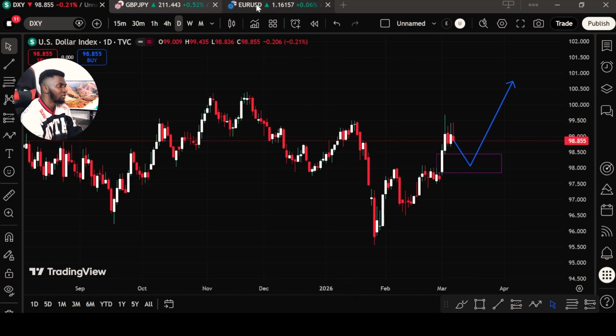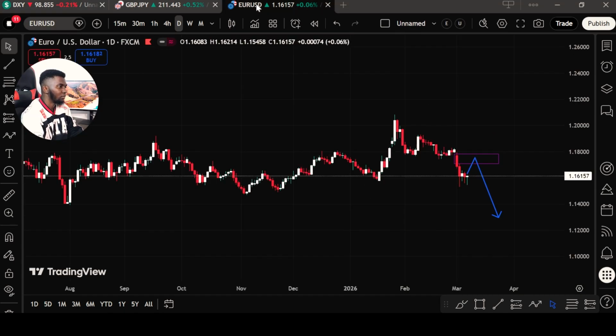So you should know what that means on Euro USD and some other pairs that have the dollar as their quote currency. That should be a sell. So for EU, I'm actually expecting sell.